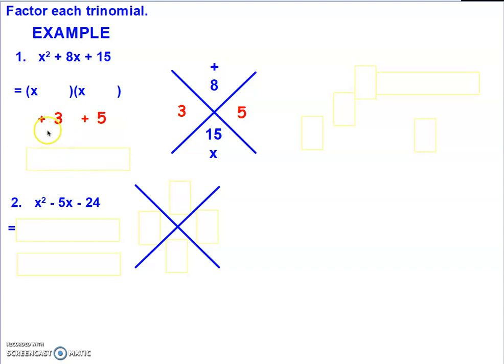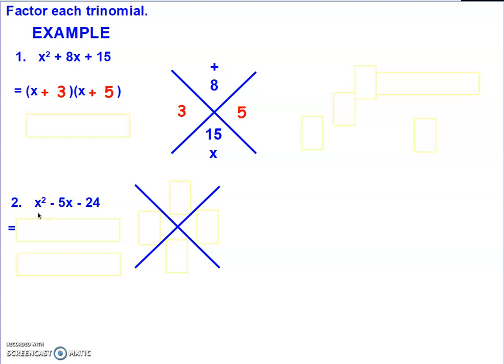So let's put them into our factors. The first number is a positive 3, so we're going to write plus 3. And the second number is a positive 5, so we're going to write plus 5. (x + 3)(x + 5) equals x squared plus 8x plus 15. So we found our factors. Let's look at example 2.